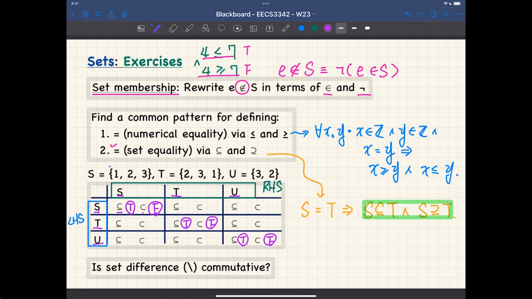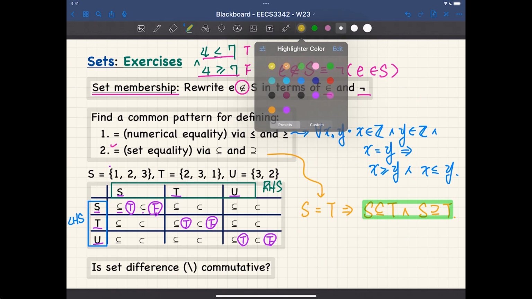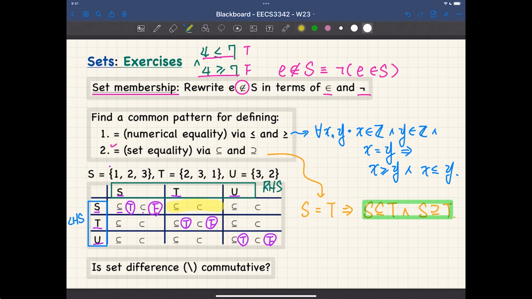Let's now do maybe a few more. What about, let's say, S and T? Let's do this one here, okay? So this is the one we want to do over here. Now, S a subset of T. Is it the case? Yes, indeed. Just the order is a bit different, right? Okay, good. So that will be true.